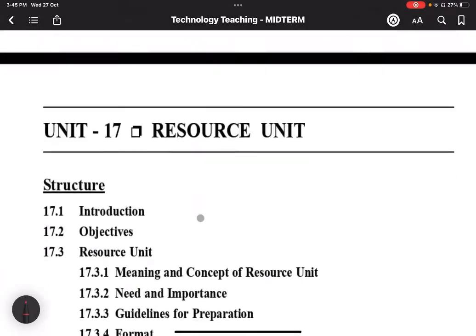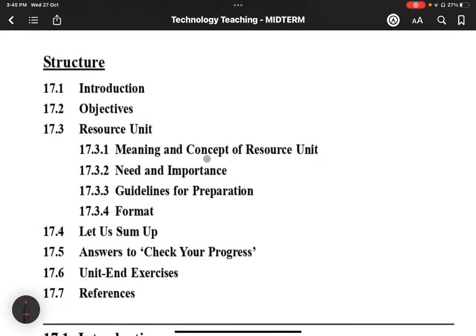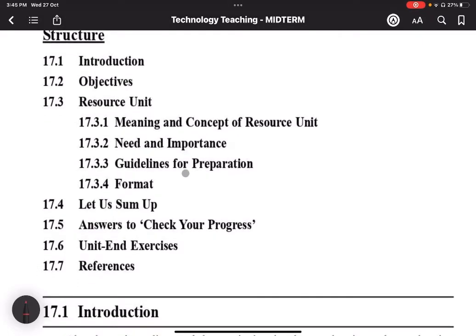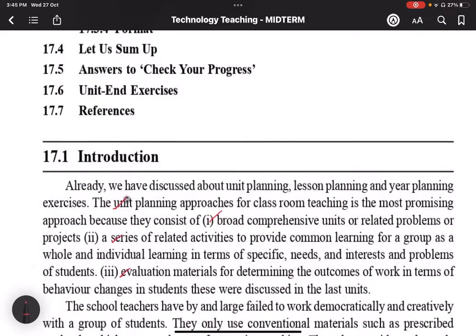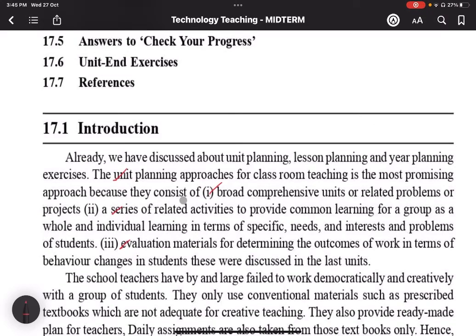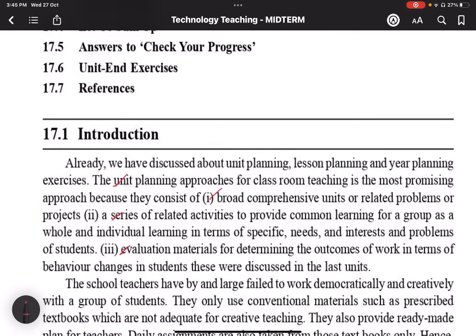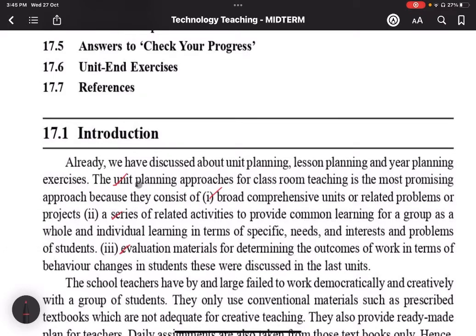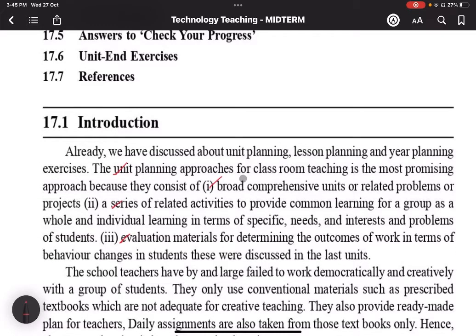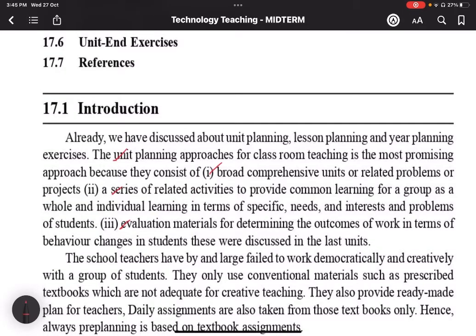And then we have the resource unit. Okay, last topic. We have the meaning and concept. We have the need and importance. We have the guidelines for preparation. Okay. So unit planning approaches for classroom teaching is the most promising approach because they consist of, okay, ito unit planning ha, hindi pa to yung resource planning, no? Out of the three daw, si unit planning pinakang promising, no? Broad comprehensive kasi 1 year siya, nandun na lahat, di ba?